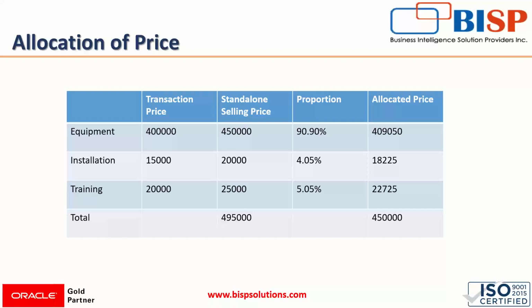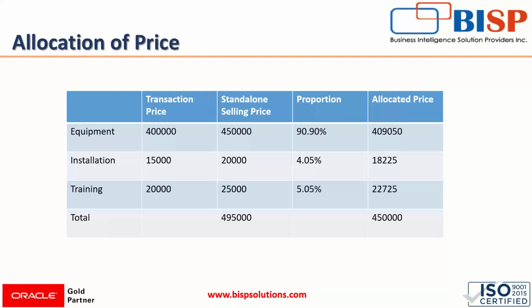So if the contract has multiple performance obligations, you can see an equipment transaction price is 4 lakh. Its installation price is 15,000, and if it has training, it has 20,000. So this is the transaction price. Then comes the standalone selling price.